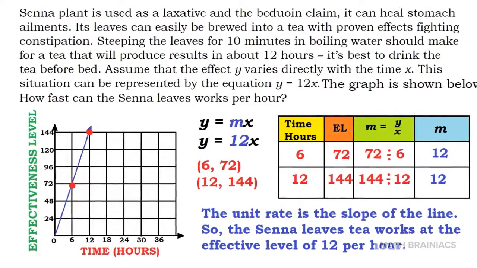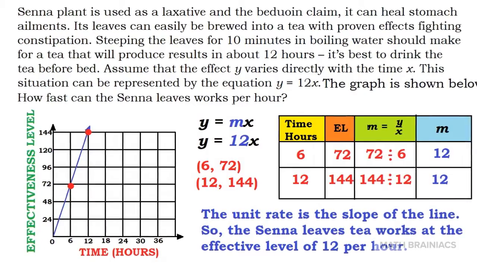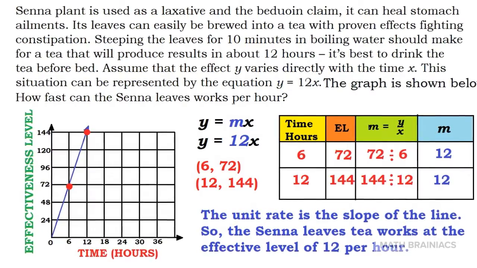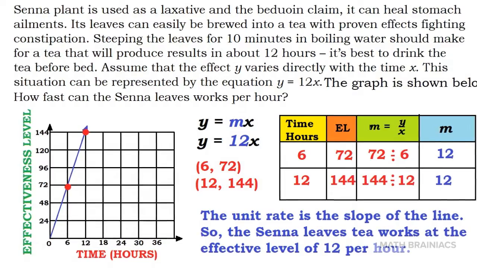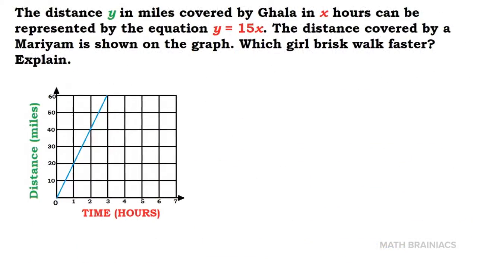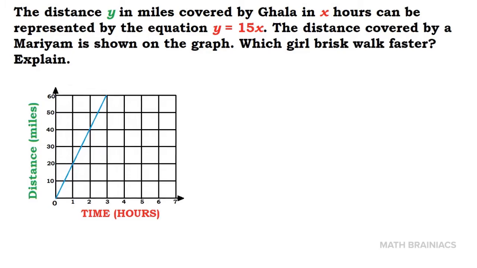Subsequently, the unit rate is the slope of the line. Therefore, the senna leaves tea works at the effective level of 12 per hour. Let us work on another example so that you can hit it off.